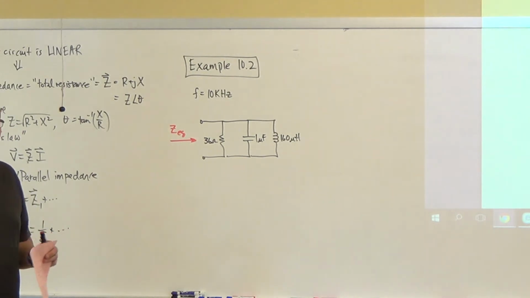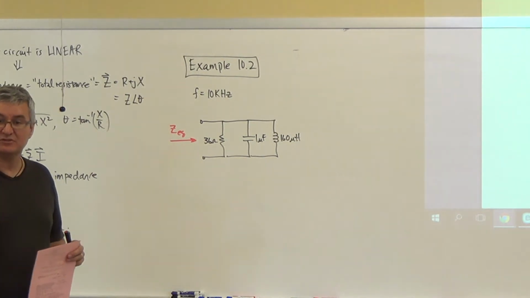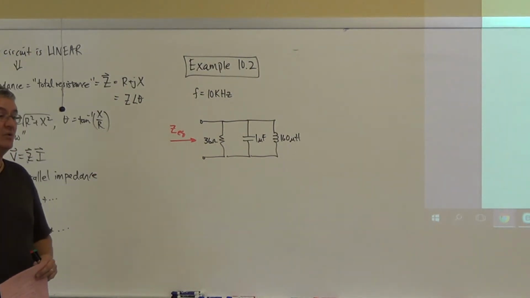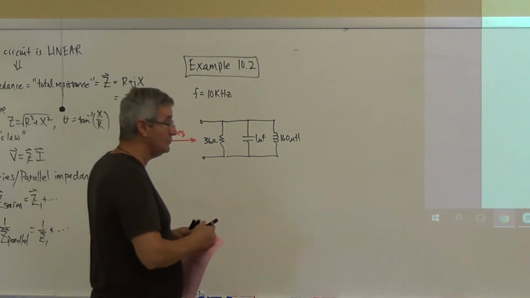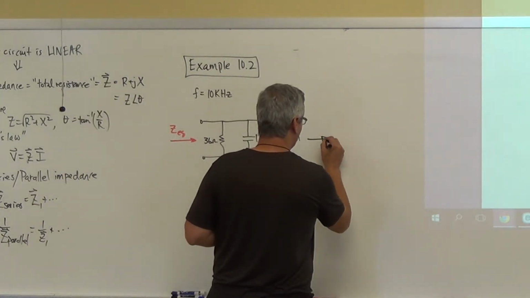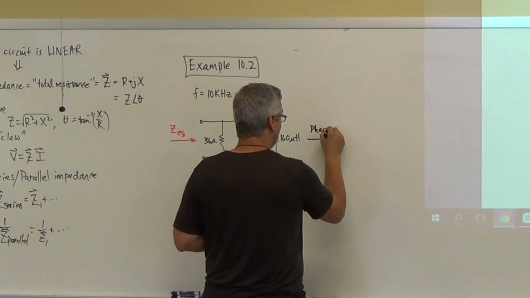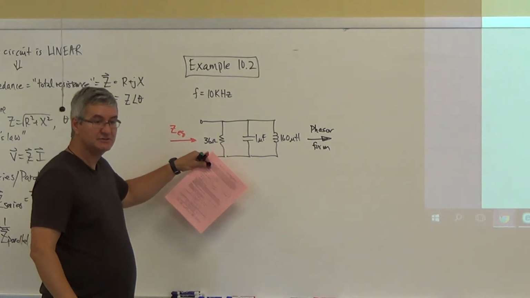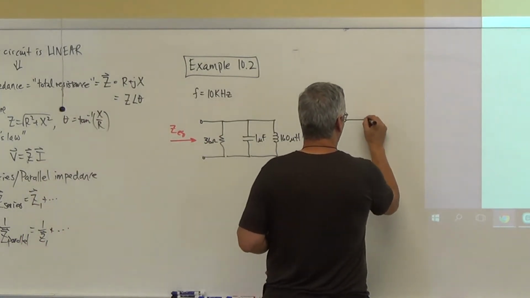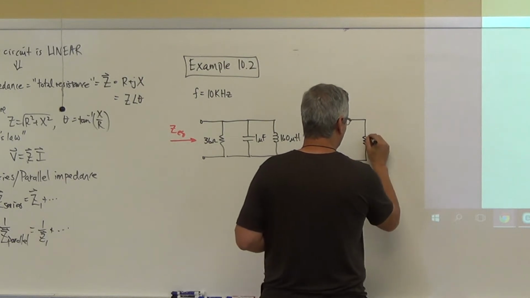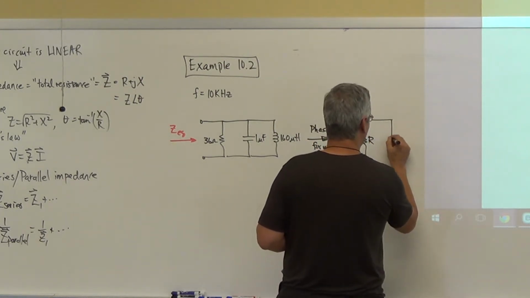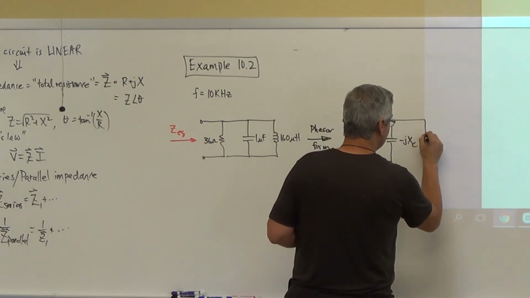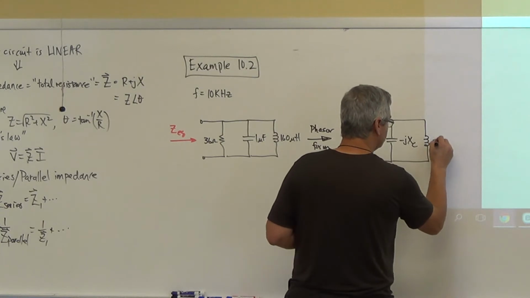So what am I going to do? The sum of these is going to be the sum of the inverses, 1, 2, 3, and then I invert the whole thing to get the equivalent, right? So first thing I'm going to do is go into phasor form. If I go into phasor form, the resistor stays like the resistor, so I have this resistor value. The capacitor looks like minus jXC, and the inductor has to be plus jXL.